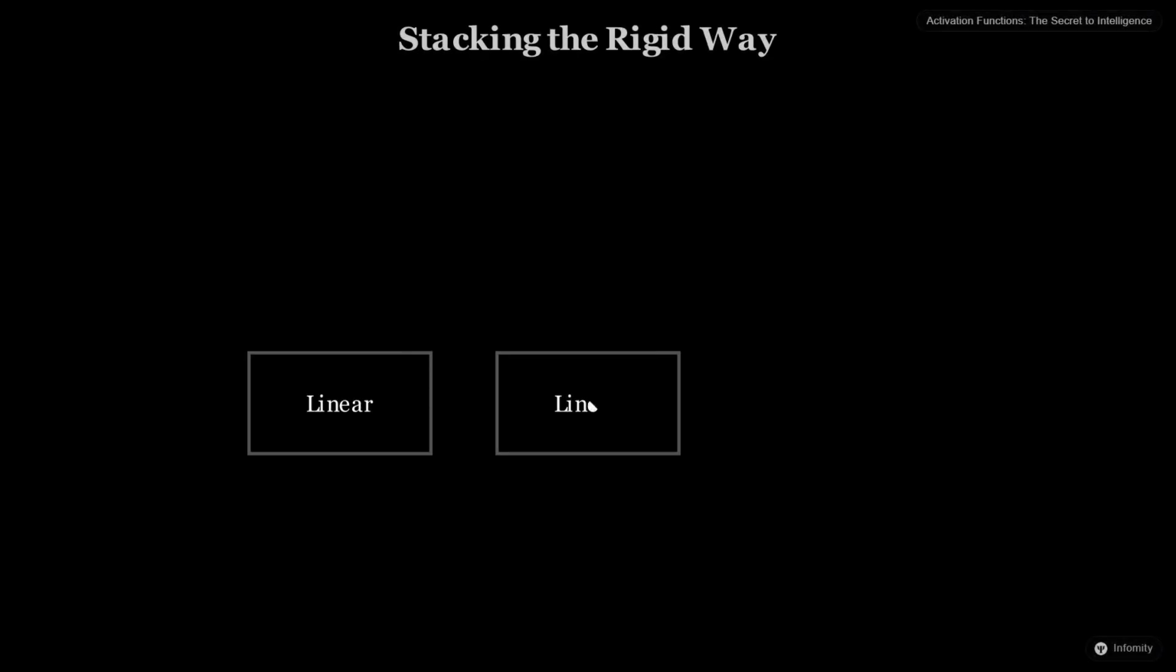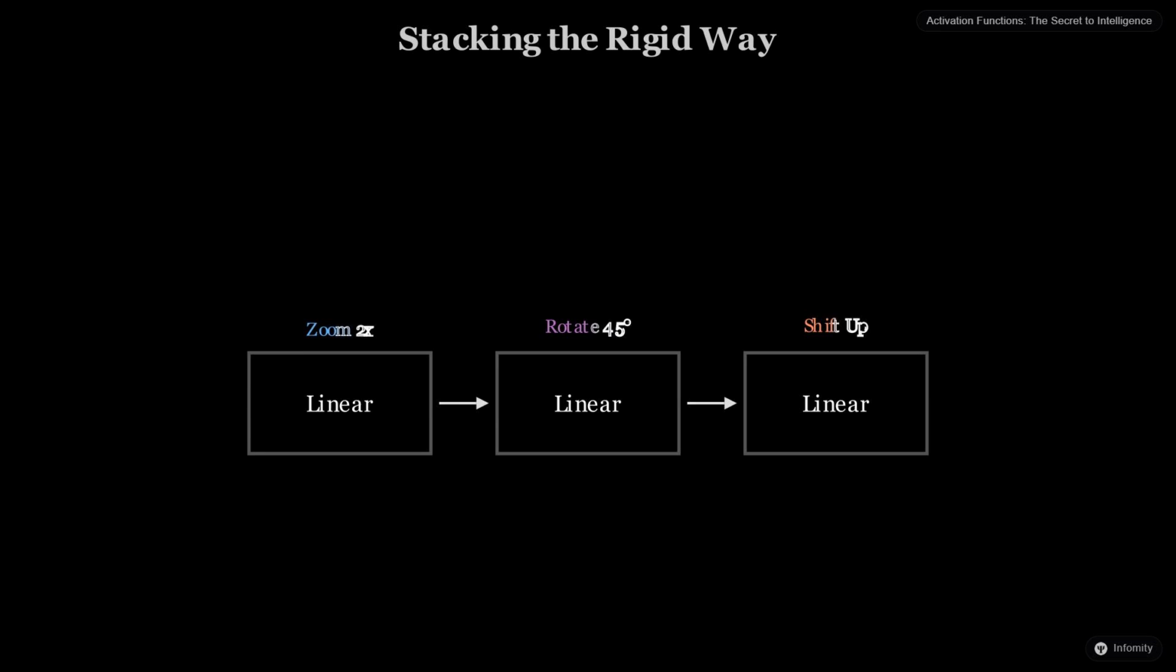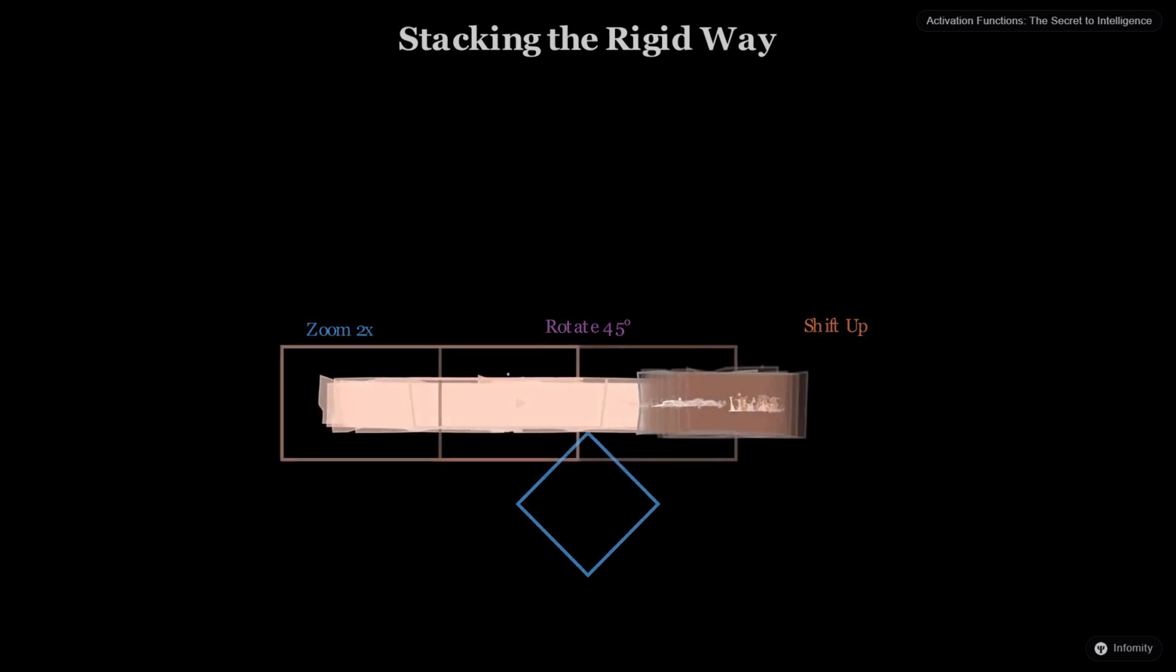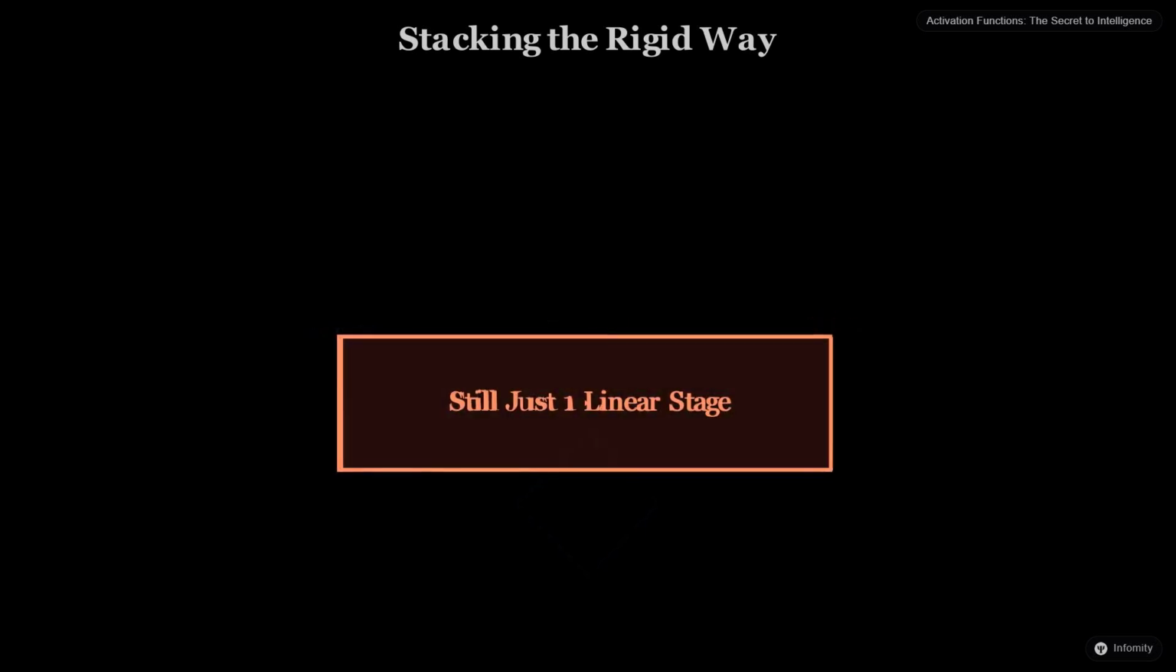Let us revisit the idea of depth. If you have 3 linear operations in a row, the math simply multiplies them together. It is like taking a photo, then zooming in, then rotating it. You could have achieved the exact same result with just one step. In this rigid world, adding more layers does not add more intelligence. It just adds more redundant calculations.